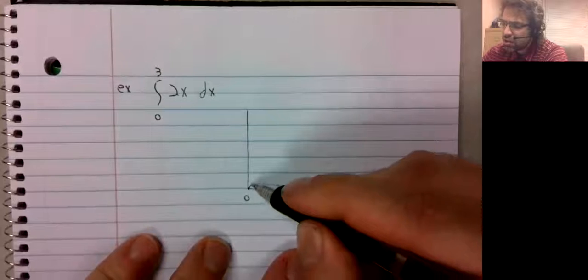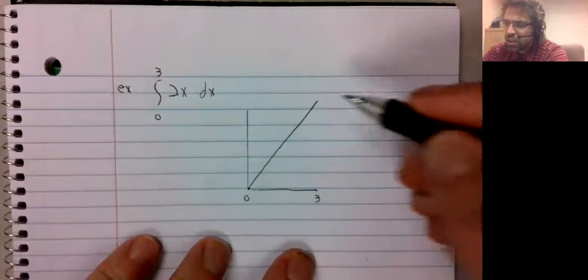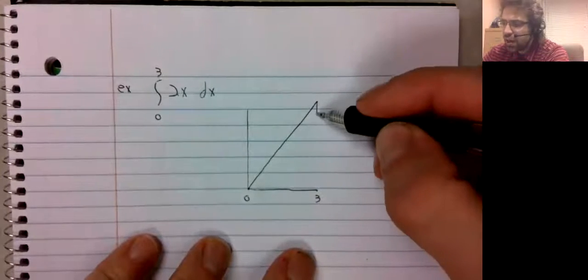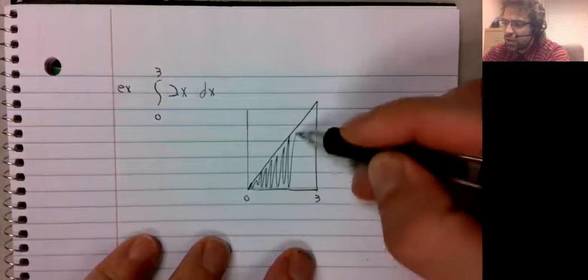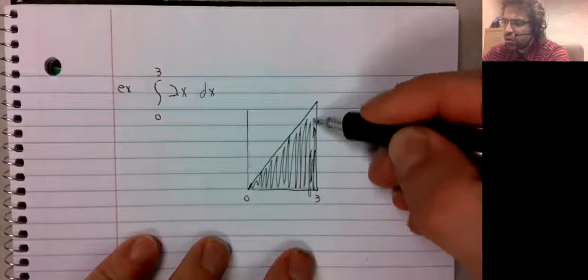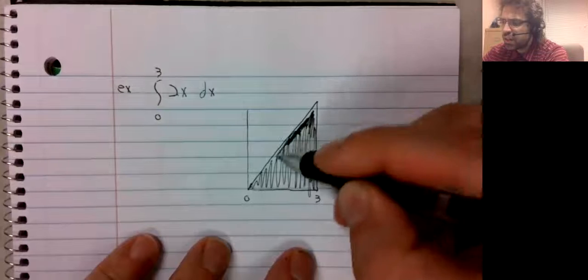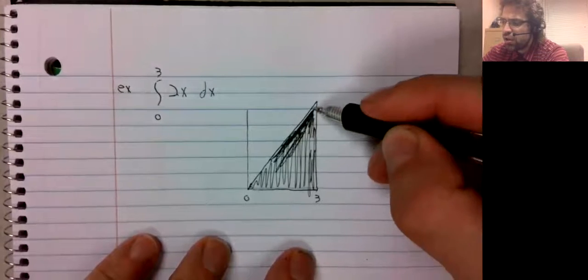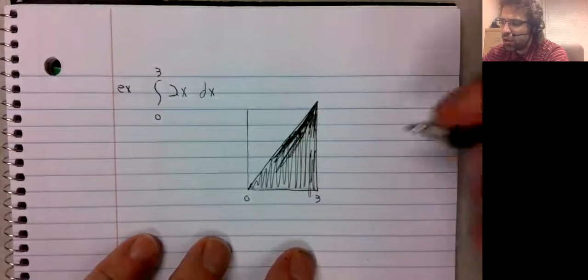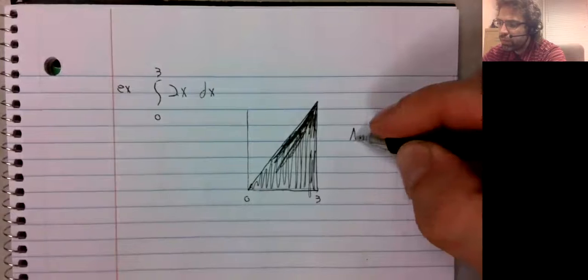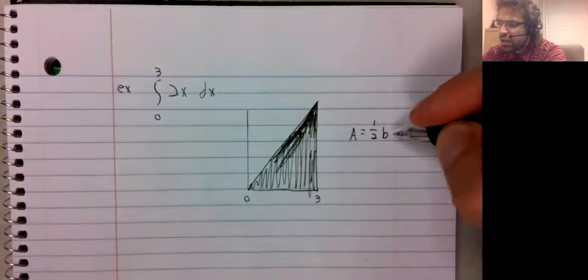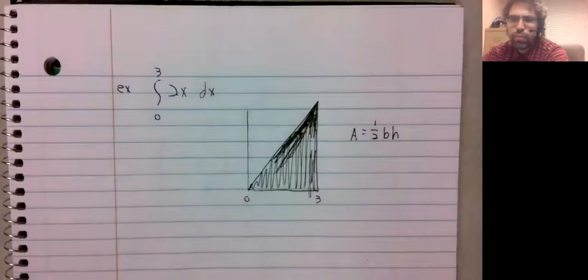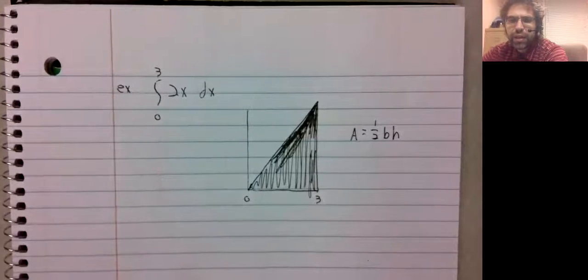2x is a straight line. The area under the curve is therefore the area of a triangle. And the area of a triangle is 1/2 the base times the height.